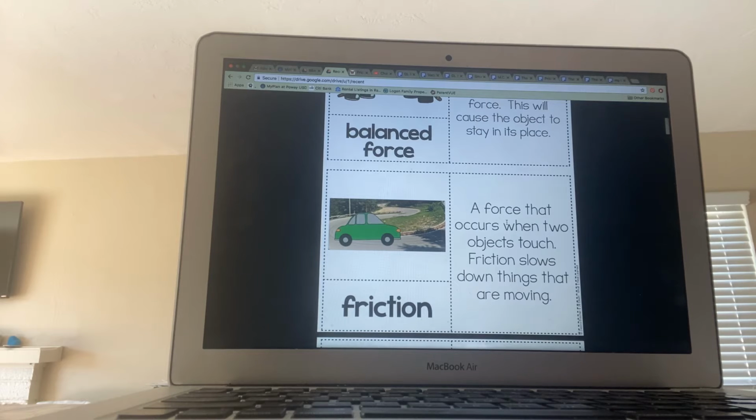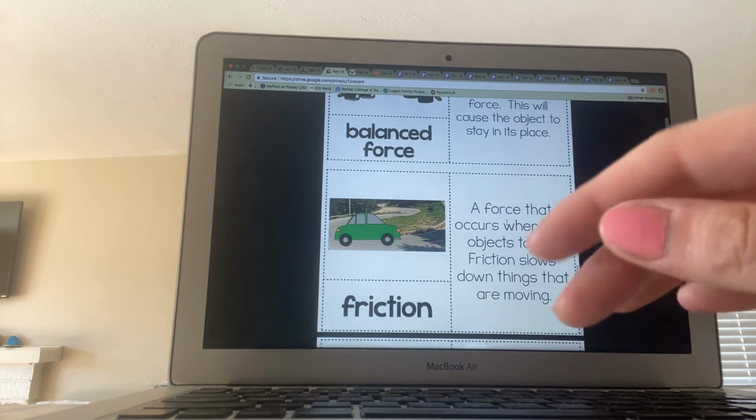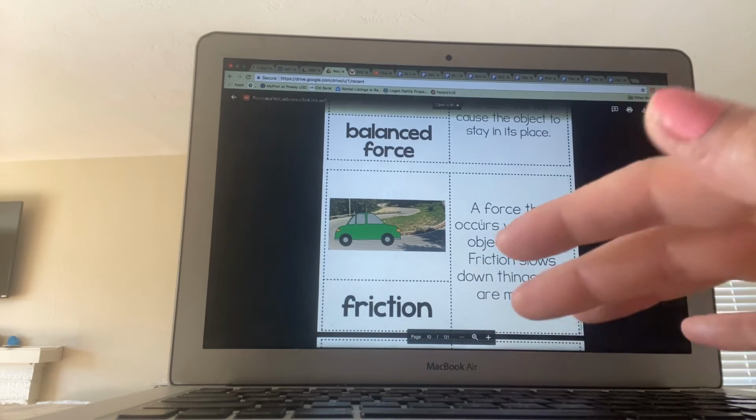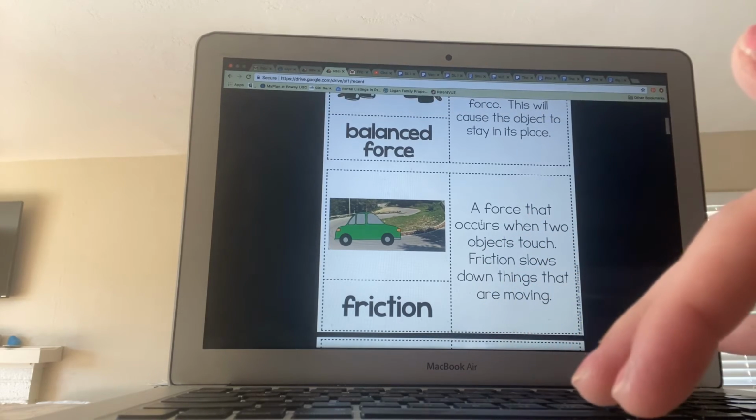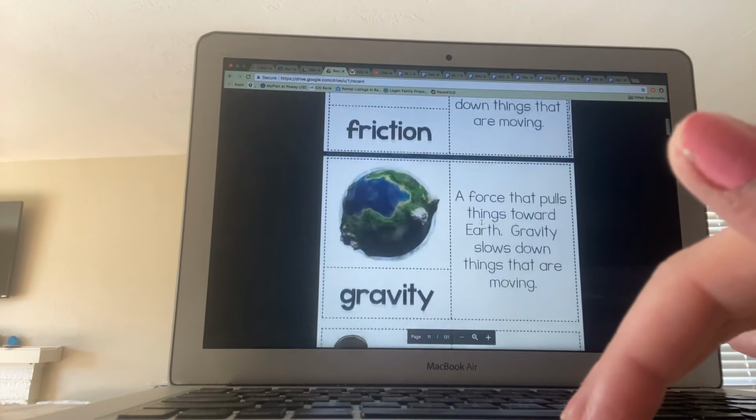Friction, a force that occurs when two objects touch. Friction slows down things that are moving. Now, we did one of these mystery sciences in the classroom. I don't know if you remember, but it was a cardboard box, a piece of a cardboard box, and then we slid down buttons and bottle caps and sandpaper, all sorts of things. So some friction is more than others, and it causes things to slow down if there is friction.